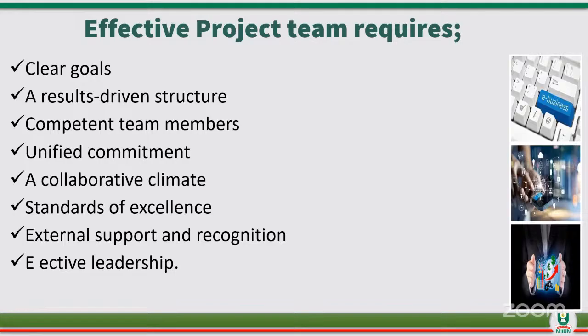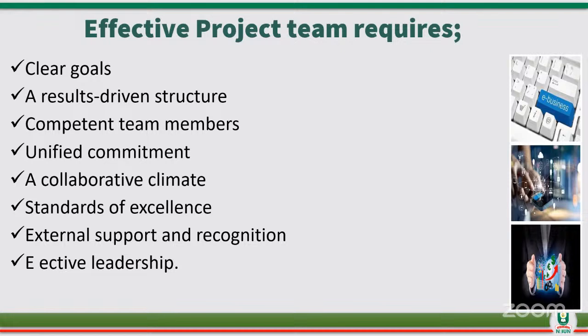So the clear goal is one of the factors that defines an effective project team. An effective project team requires a clear goal. Number two, a result-driven structure. While you've been given a clear goal, you must structure your project, your team. You must get a structure that fits the goal that you're supposed to achieve. So the team that will go for a wedding and how you plan it is not the kind of team that you will use to plan an Olympic and other kinds of event.